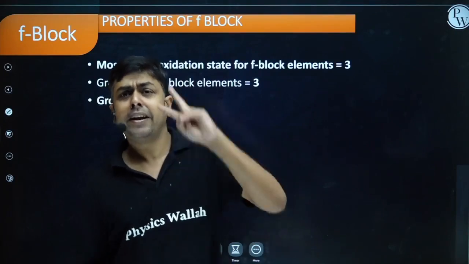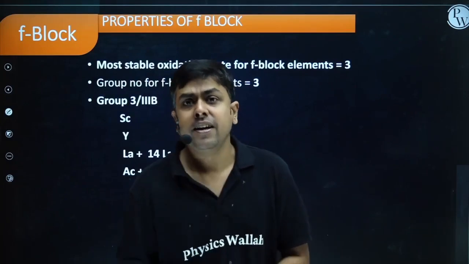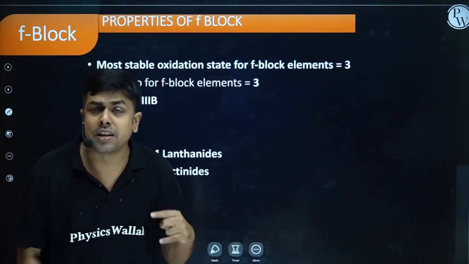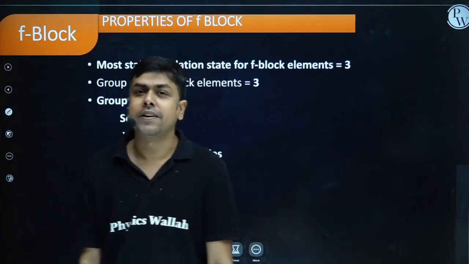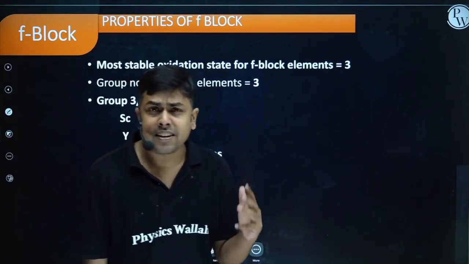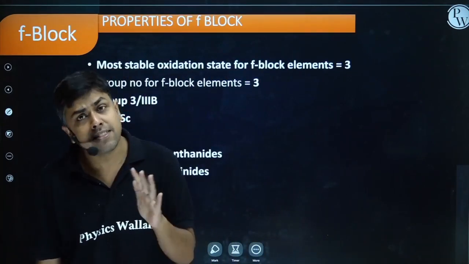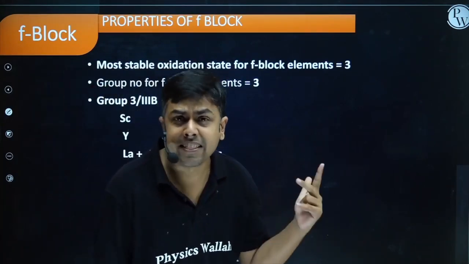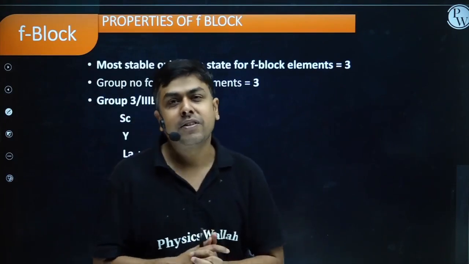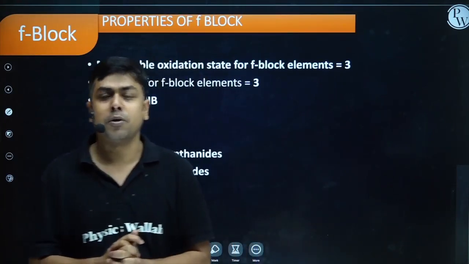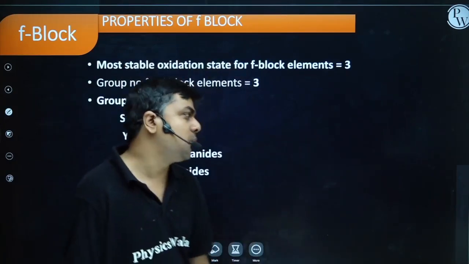It's basically divided into two categories or two series. Just like d block elements, here we divide the entire f block elements into two series. The first one is referred to as the lanthanide series and the second one is referred to as the actinide series. Just like d block elements where we have 3d series, 4d series, 5d series and 6d series, here we have two series: the lanthanide series, or 4f series, and the actinide series, or 5f series. Let's discuss it. Each of these series contains 14 elements. Am I clear, students? Okay.